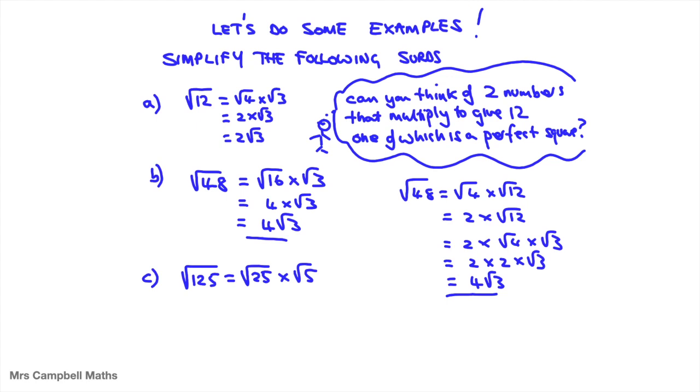Root 125, can you think of two numbers that multiply together to give 125, one of which is a perfect square? Well, again, if you have the perfect squares along the top, root 25 times root 5. Root 25 is 5. 5 times root 5 is 5 root 5. And that's what you're going to be asked.